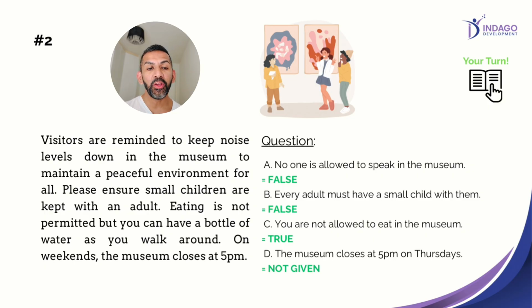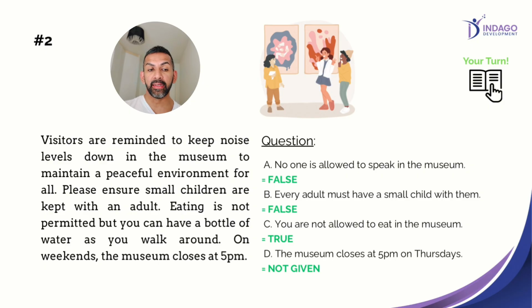A is false. B, every adult must have a small child with them. False. Now, if you look at line 4, ensure small children are kept with an adult. It's not an adult with a child. It says that every small child must have an adult. So I can understand why some of you may have said true there. Reading to understand, in this instance, it's false. C, you are not allowed to eat in the museum. Lines 5 to 6 say very clearly, eating is not permitted. Therefore, it's true.